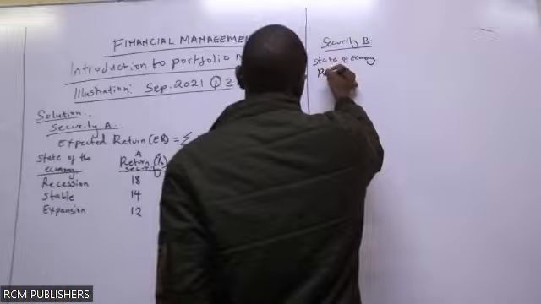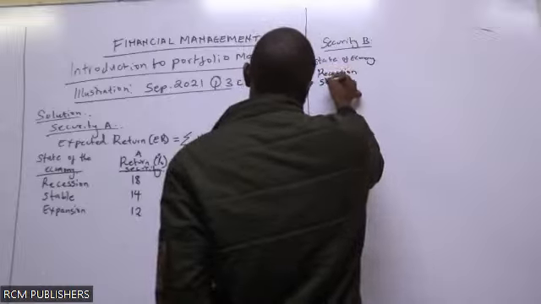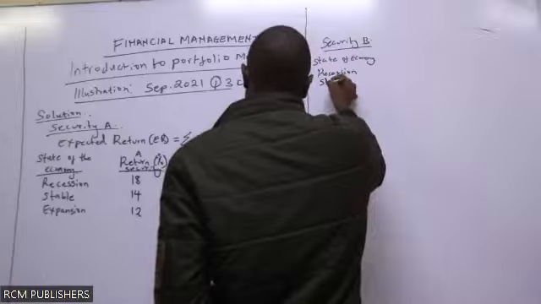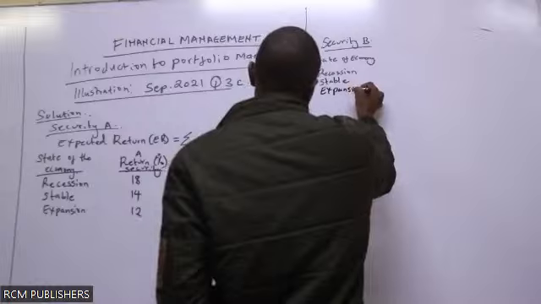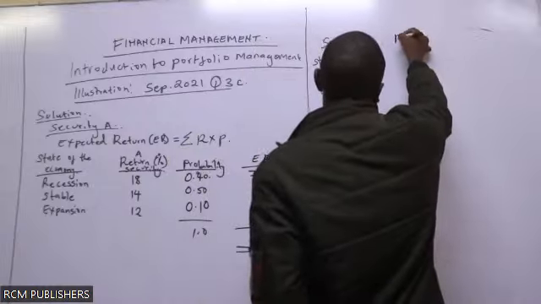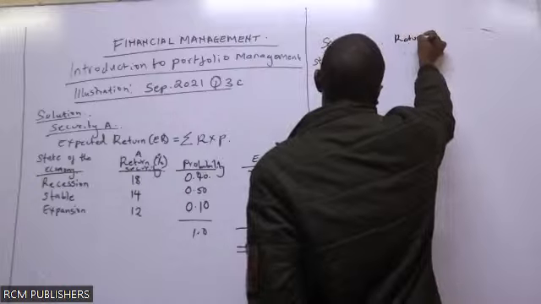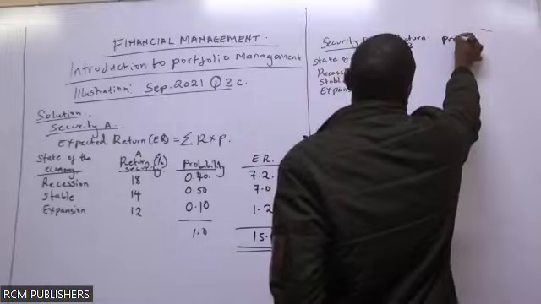So we have recession, stable, then expansion. So we have return of B. Then probability.